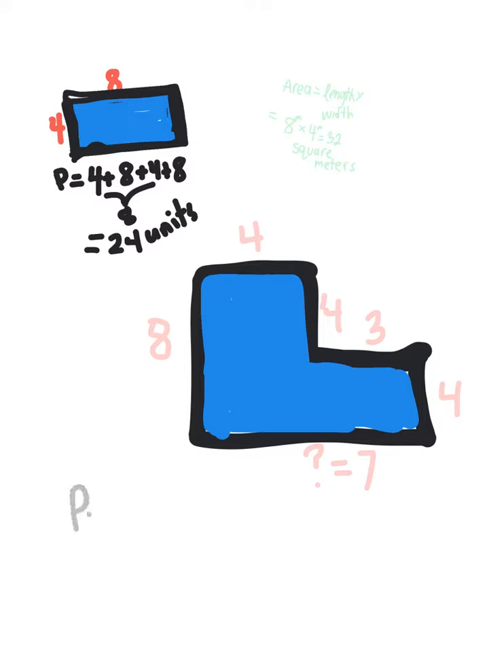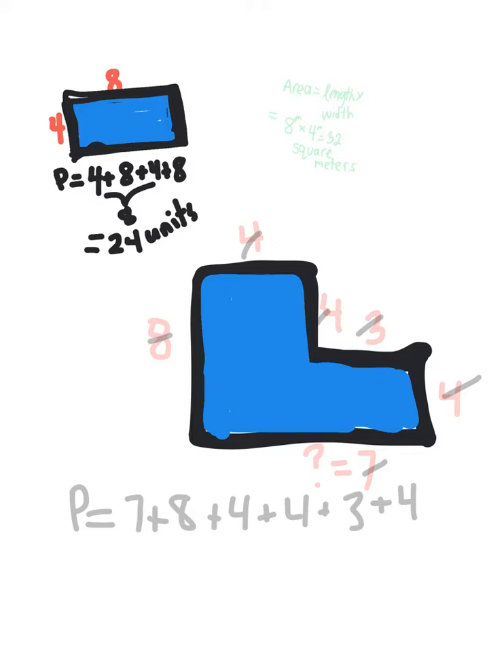All right, so now we can find the perimeter by adding up all the sides. So let's add up 7 plus 8 plus 4 plus 4 plus 3 plus 4 plus 4. 7 plus 8 is 15. 15 plus 4 is 19. Plus 4 more is 23. Plus 3 is 26. Plus 4 is 30. 30 meters. So 30 meters is our perimeter.